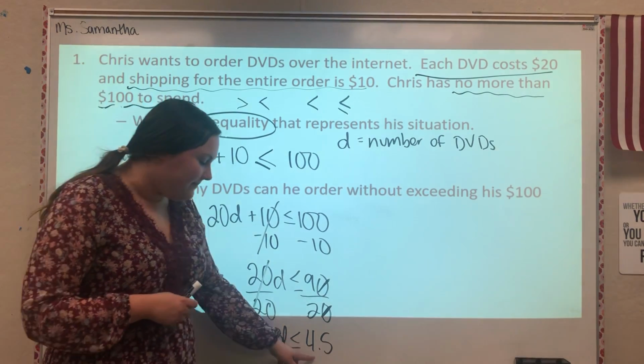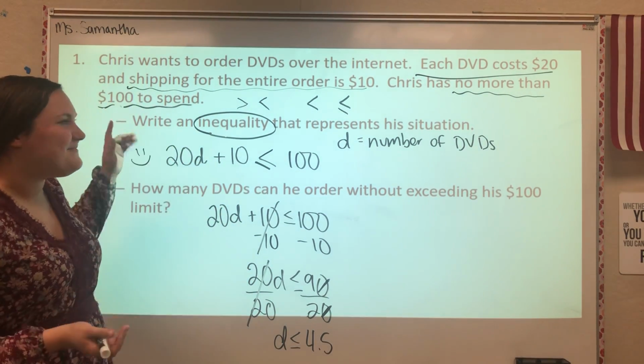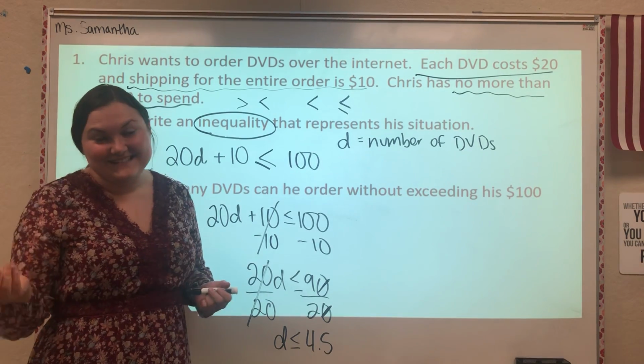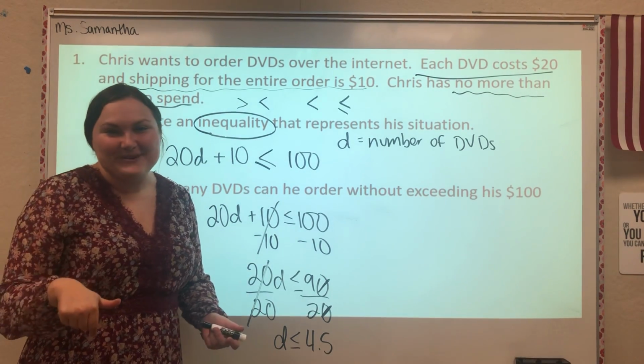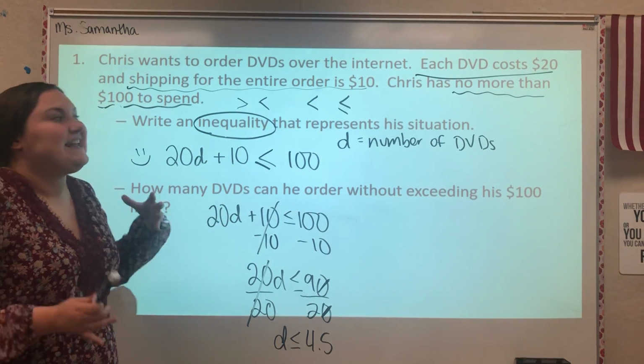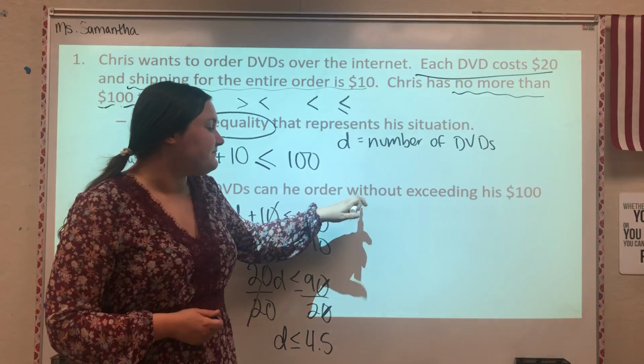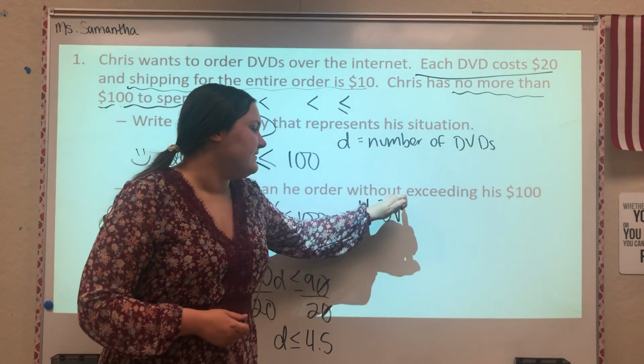So if he rounds up to 5, that would be more DVDs he's buying, which would be money he doesn't have. We need to round down to 4 DVDs because he could afford 4 DVDs, right? That's staying within his budget. So our final answer, how many DVDs can he order? He could order 4 DVDs.